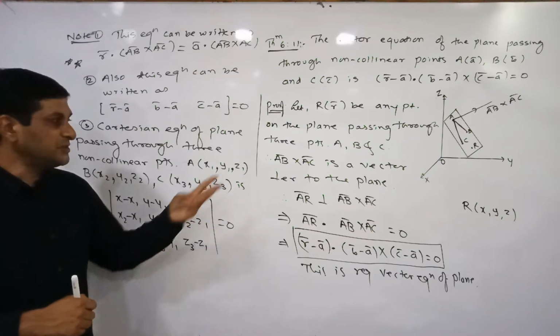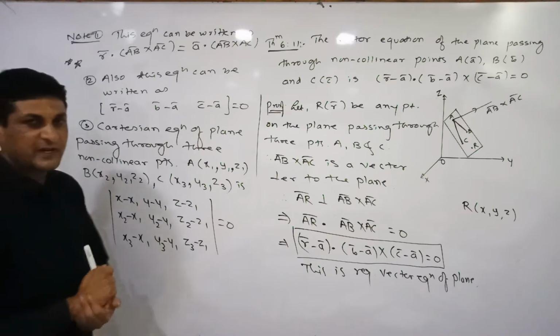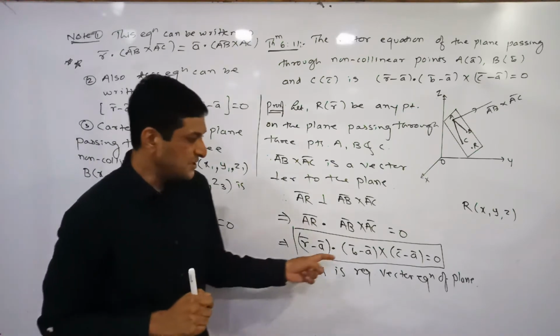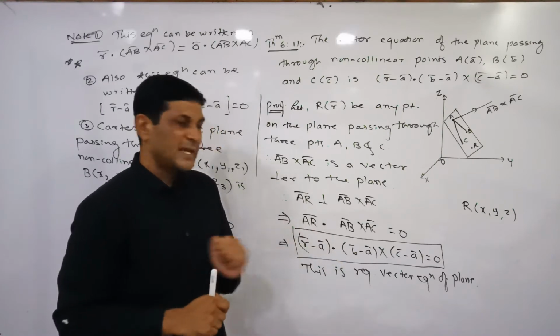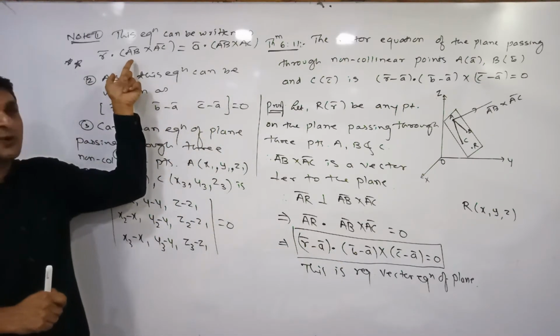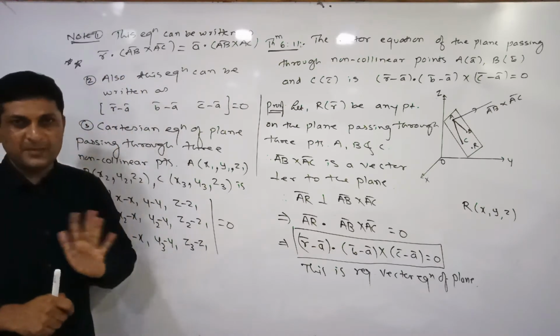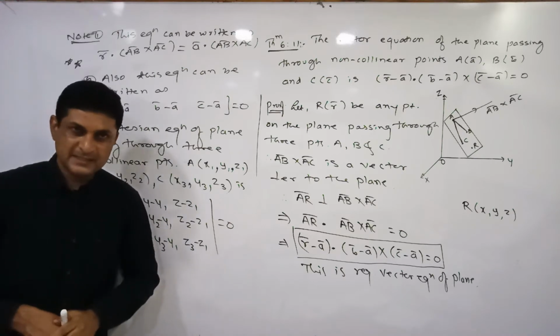Or if Cartesian coordinate of 3 points is given to us, this formula is applicable to find out Cartesian equation, and this formula is applicable to find out vector equation. But instead of applying this formula, we are giving priority to apply what? This formula while solving the example. By applying any formula, we will get the same answer. Is it clear?